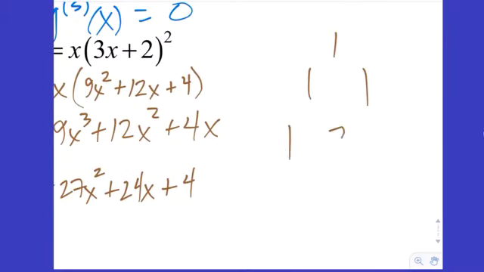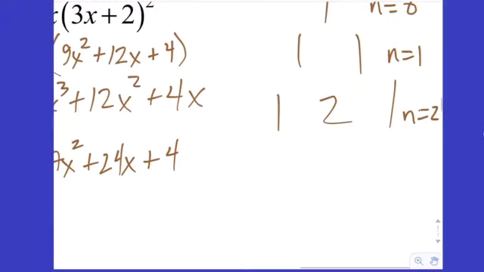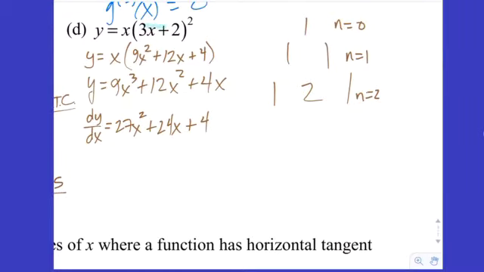It's 1, 1, 1, and then it's 1, 2, 1. This is for n equals 0. This is for n equals 1. This is for n equals 2. These are the coefficients of your three terms. So let me show you how that would look since you brought it up. Let's say we want to expand 3x plus 2 squared.